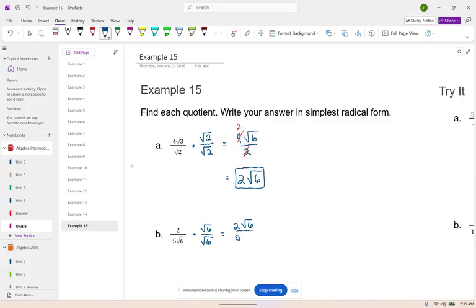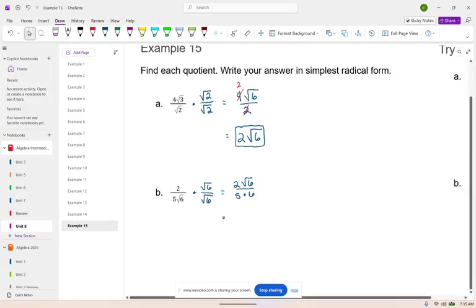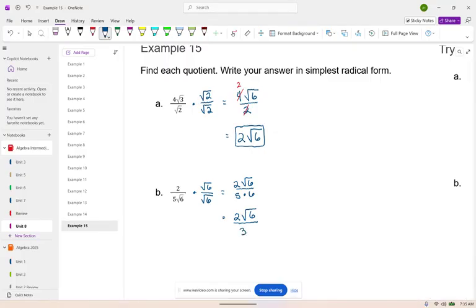We have the square root of 6 times the square root of 6, which would be the square root of 36. But again, when you multiply a radical by itself, it just gets rid of that square root sign. So it'll be 5 times 6 on the bottom. This will leave us with 2 square root of 6 over 30, which we can simplify out.